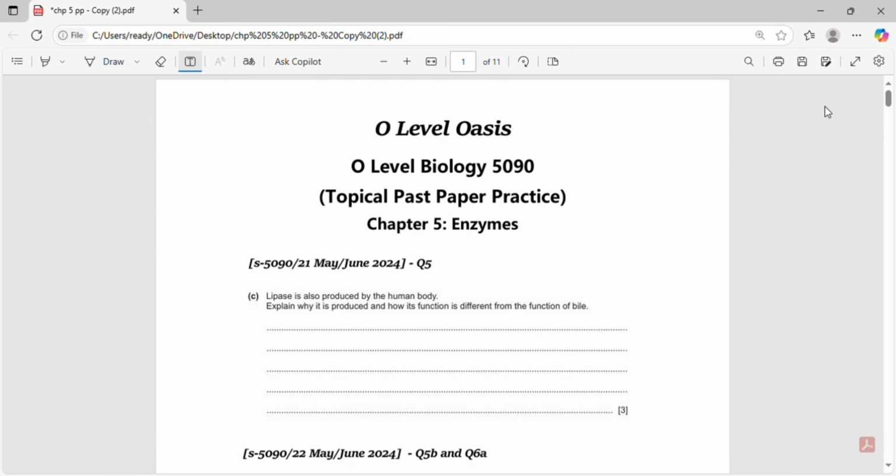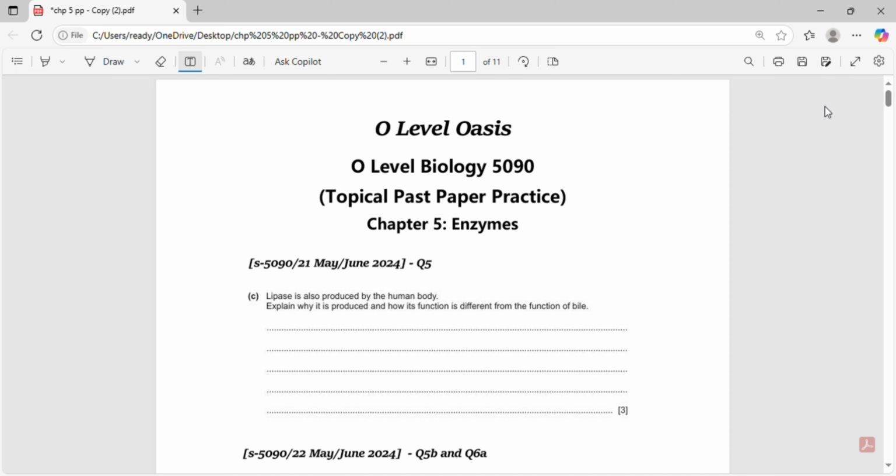Alright, let's get started with our first question, which is all about the enzyme lipase. Note that this is part C of the question, so it builds on the earlier parts and continues with different topics. The question says, lipase is also produced by the human body. Explain why it is produced and how its function differs from that of bile. So, let's look at a clear and structured answer, based on the marking scheme.